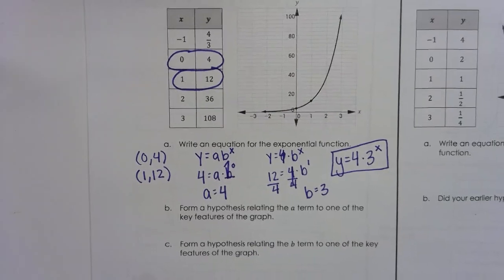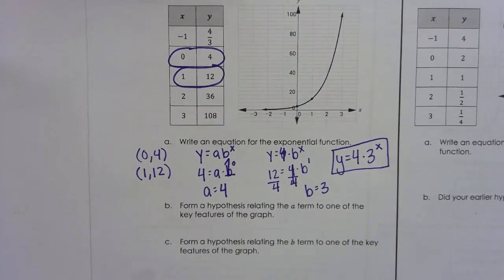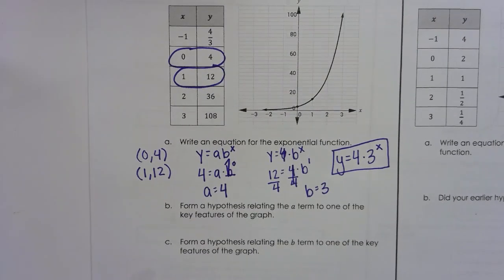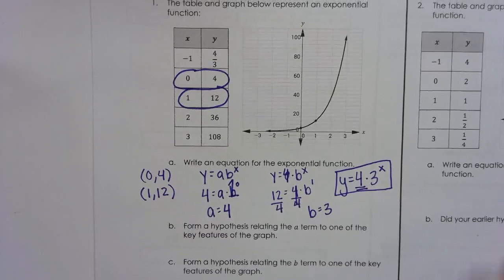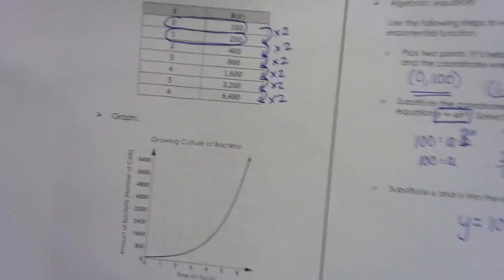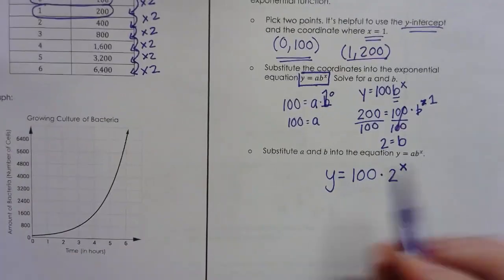So let's check out our next question. Form a hypothesis relating the A term to one of the key features of the graph. So this is my A term. So let's look at that and look back. And then on this one, this was my A term.